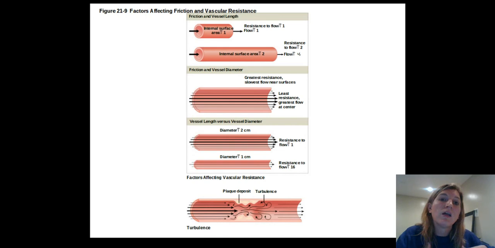as that blood moves against the walls of that vessel. There's also vessel diameter. The smaller a blood vessel is, the greater the resistance. The larger a blood vessel is, the less the resistance.